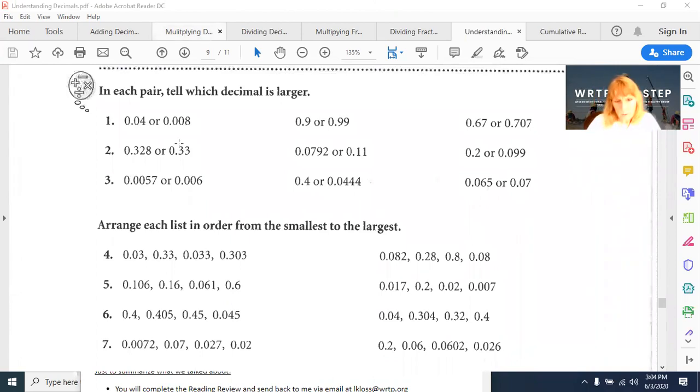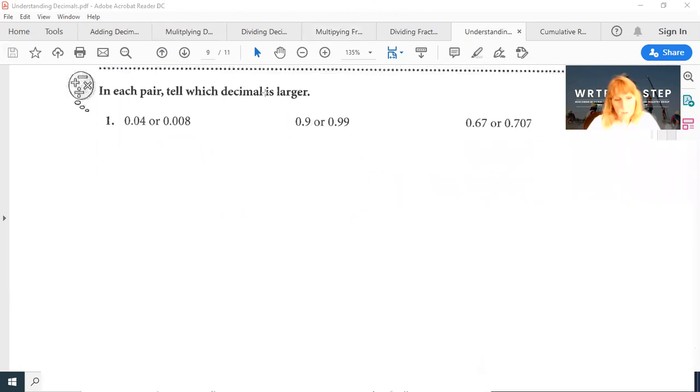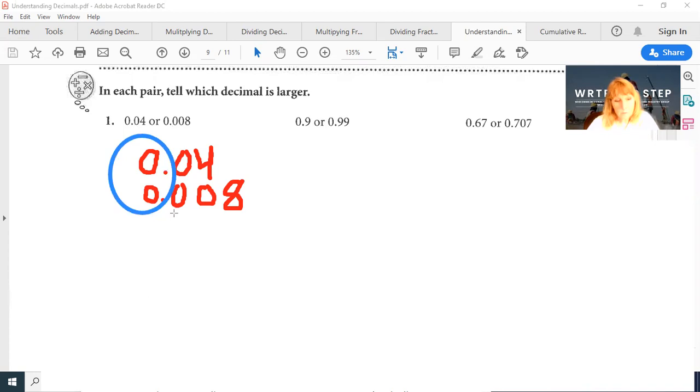We're going to compare. Let me just get some space here. We're going to compare the first one. So we have the number 0.04, and this is how you're going to do it. You can put the 0 in front if you want. 0.04 And we're going to line up our dots with 0.008. And we're going to say which one is larger. So we're going to look first at the first column. And I'm going to change colors here. First column here, they're both zeros. So we have to go to the next column. They're also both zeros.